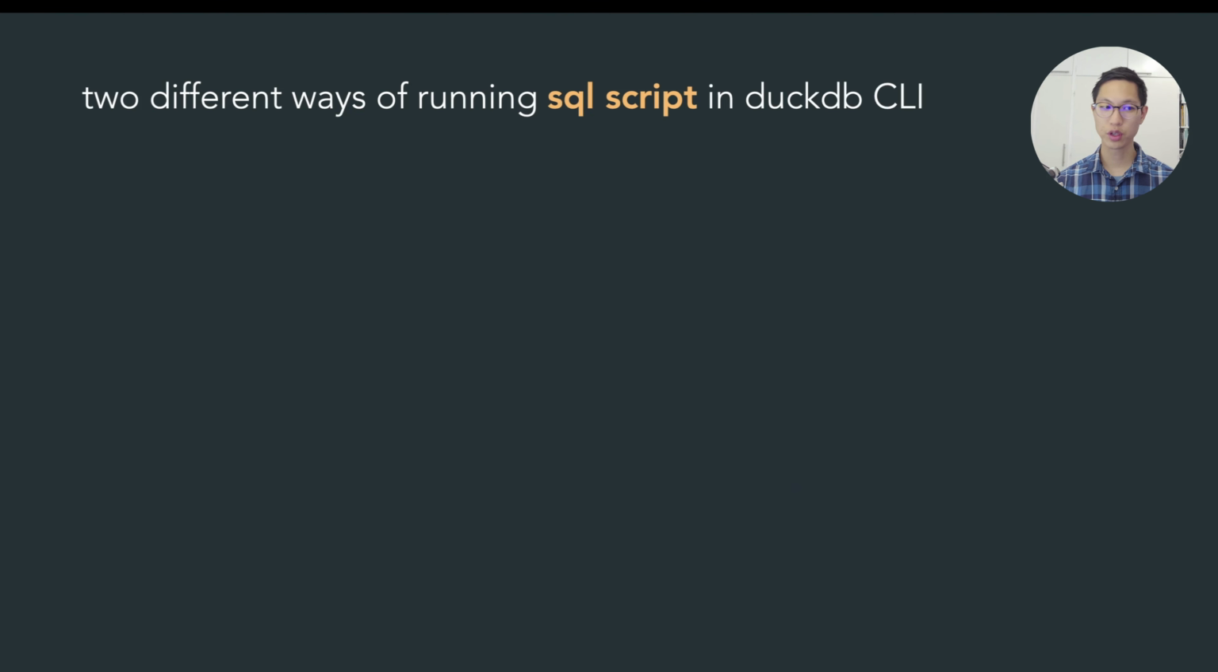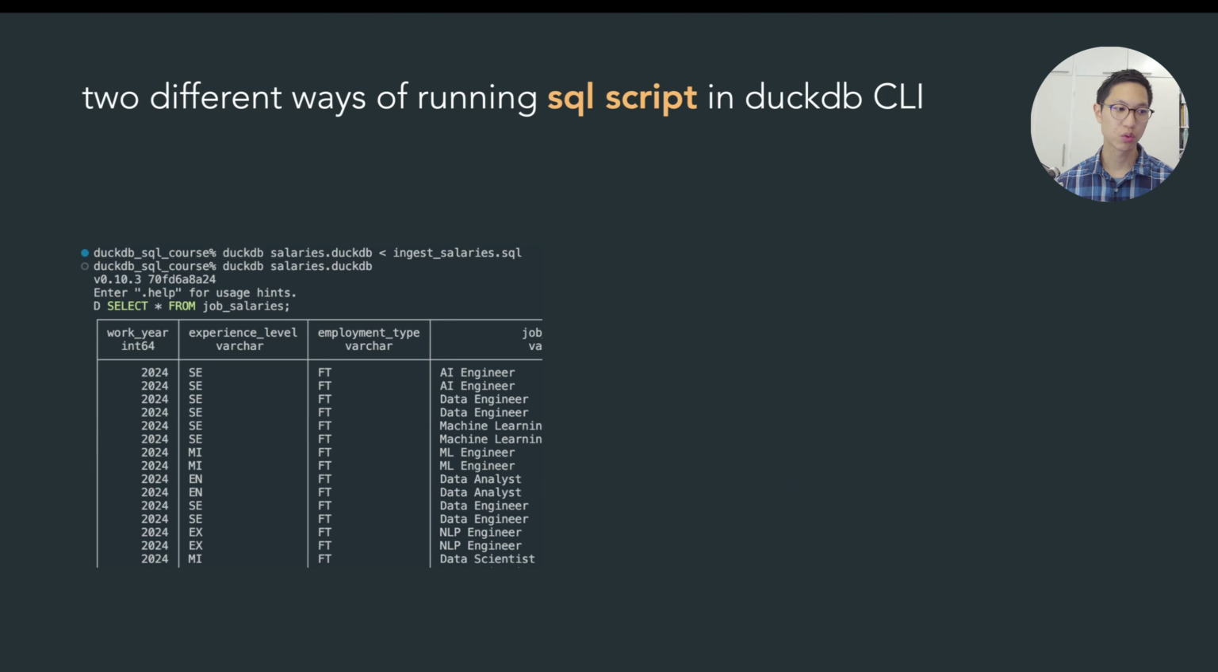So there are different ways of running SQL script in DuckDB CLI. One way is like this. Here you can see we have done duckdb salaries.duckdb, and then there's an arrow here, ingest_salaries.sql. This means something called input redirection, where the content of this file will be sent into the DuckDB CLI and run this command inside.